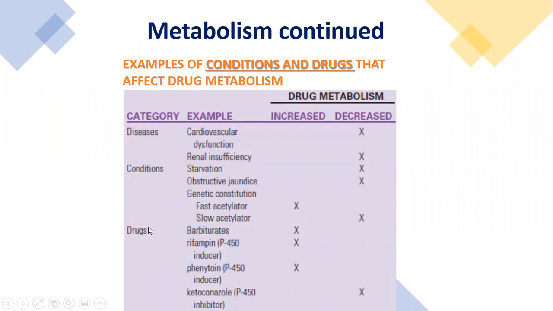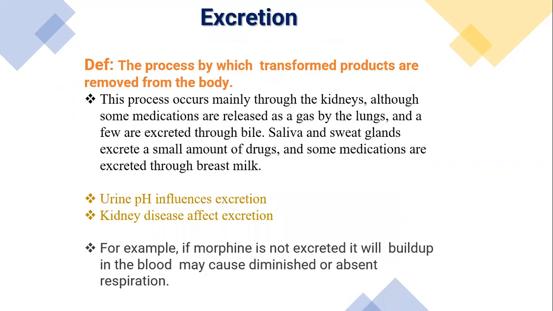Some drugs, like barbiturates, nifedipine, phenytoin, and the antifungal ketoconazole, basically increase the drug's metabolism. How do they increase it? Because the P450 inducer plays a role. Let me talk about drug excretion.